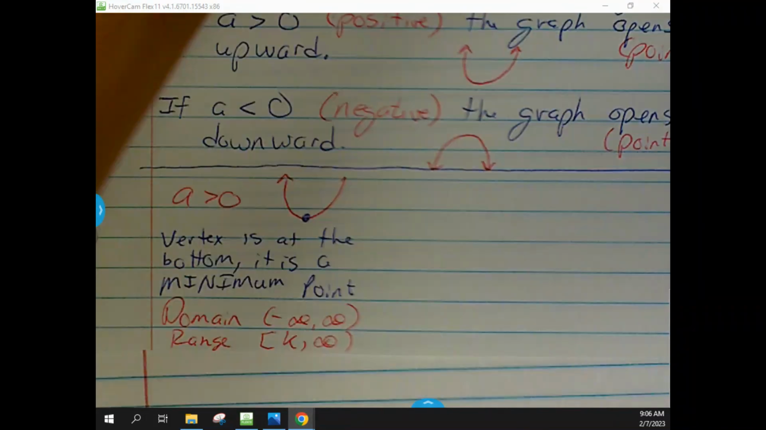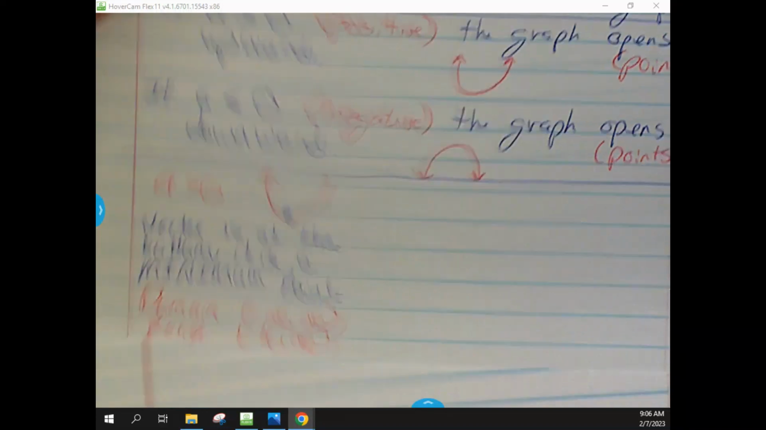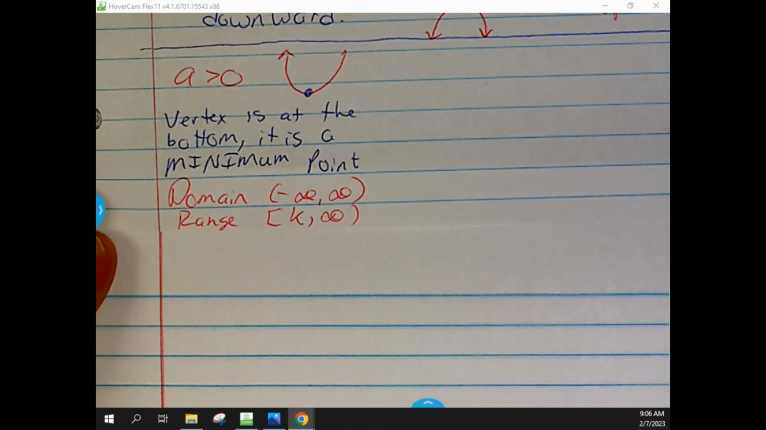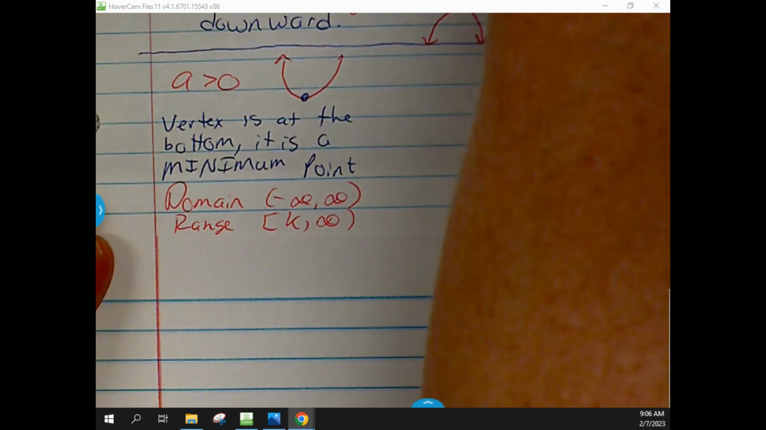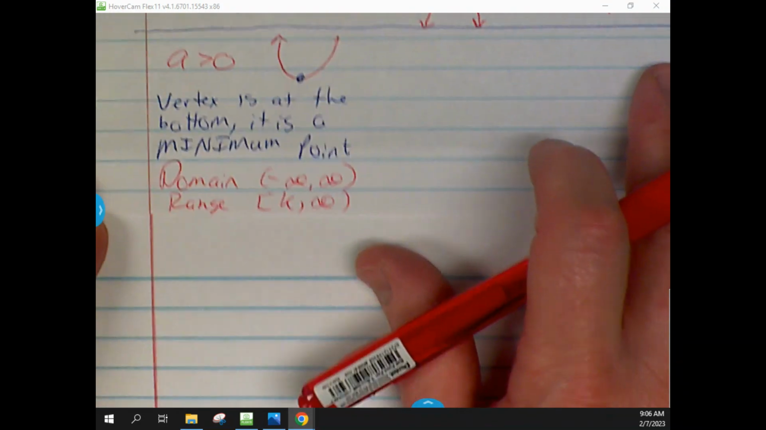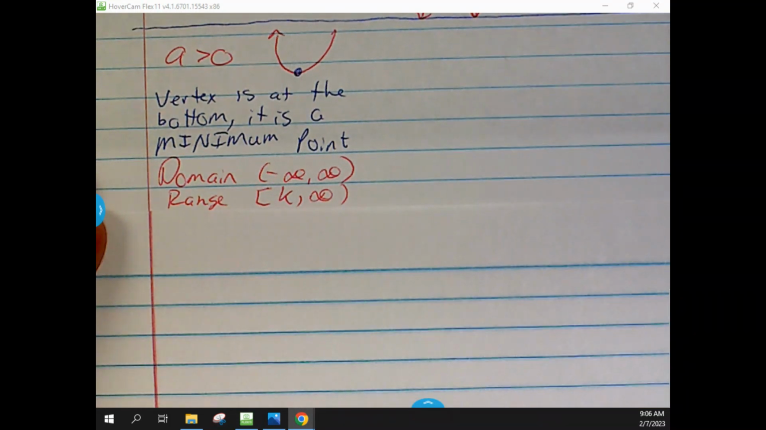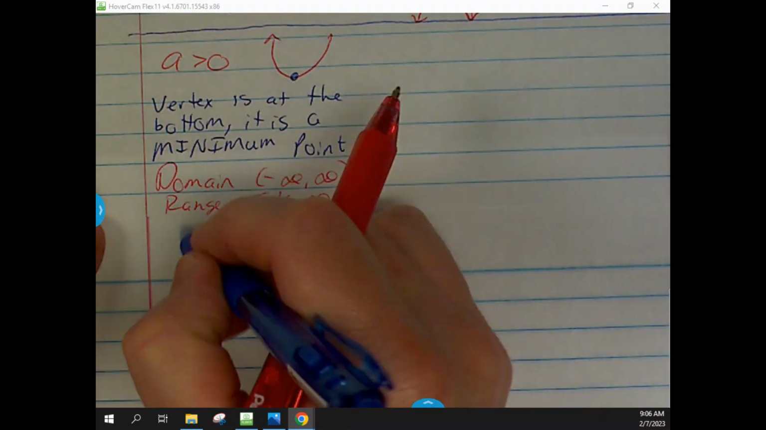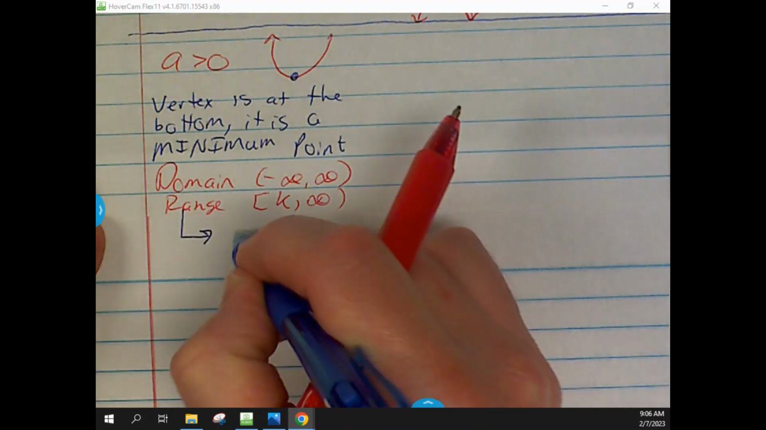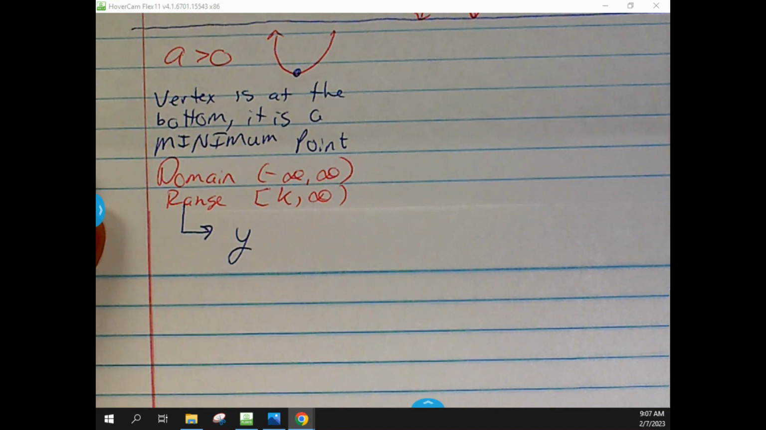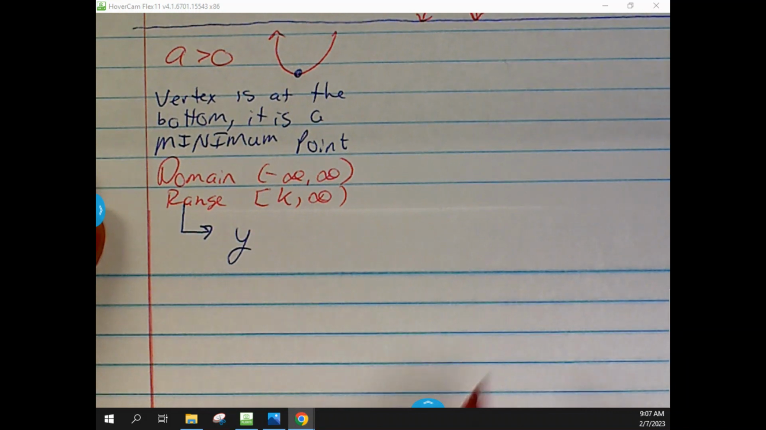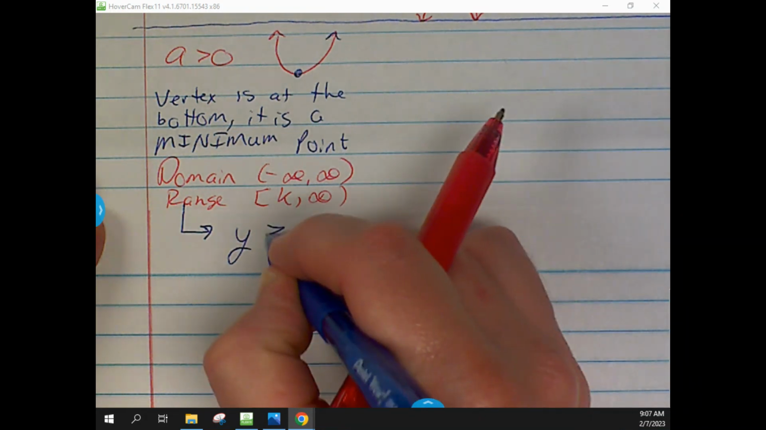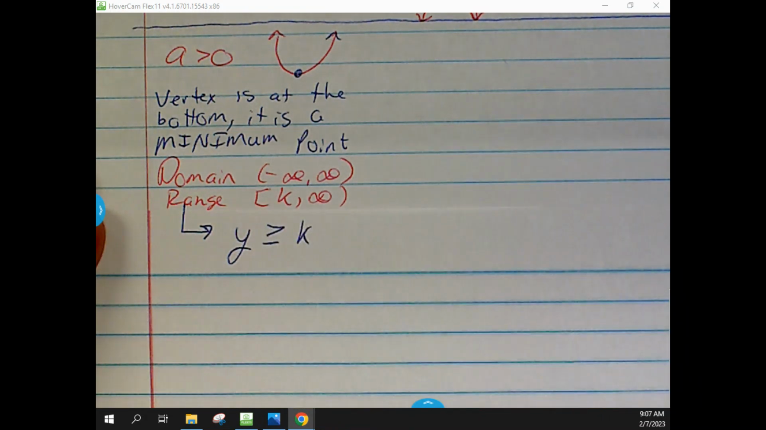Now, sometimes I forget exactly how Math Excel runs this. Sometimes instead of doing k to infinity, here's another easier way to think about this. If we're doing these on tests and it's paper and pencil, you can do either option. They may also tell you that the range is your y values. Our parabola is pointed upright, so the y's are getting bigger. So the y's are going to be greater than or equal to whatever your k value is.